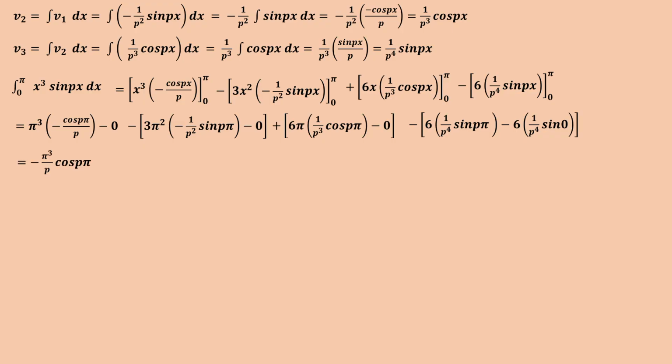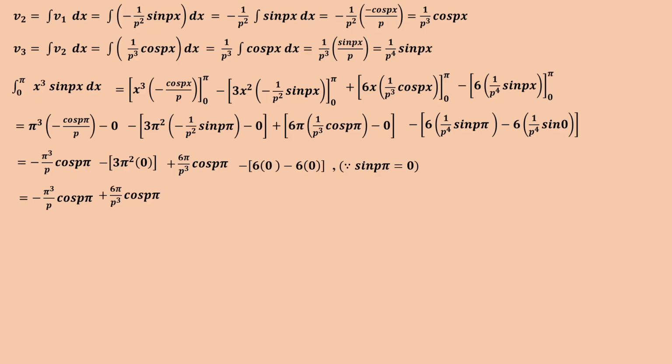So that is equal to π minus π³/p cos pπ minus 3π² sin pπ, which is 0, so into 0, plus 6π/p³ cos pπ minus sin pπ is 0, 6 into 0, and sin 0 is also 0, minus 6 into 0. So we will get minus π³/p cos pπ plus 6π/p³ cos pπ. That is π/p cos pπ is common, take it outside, remaining you are having 6/p² minus π². So that is equal to π/p cos pπ, we know the value is (−1)^p, into (6/p² minus π²), right?